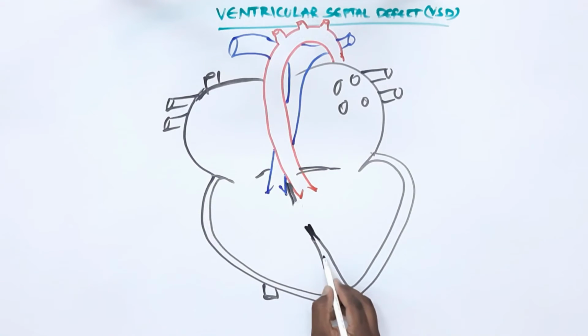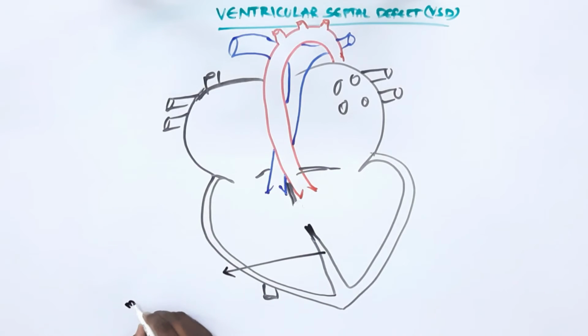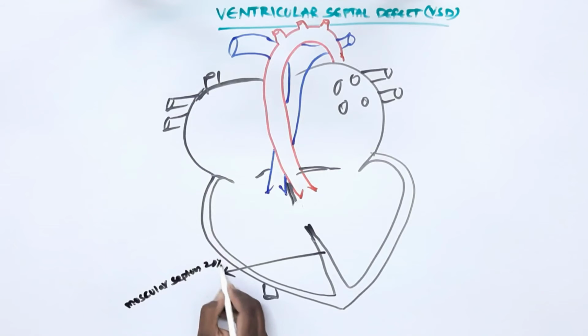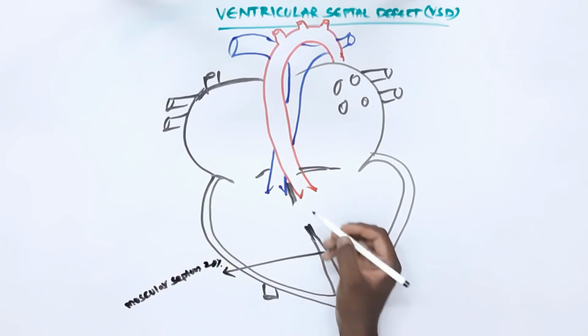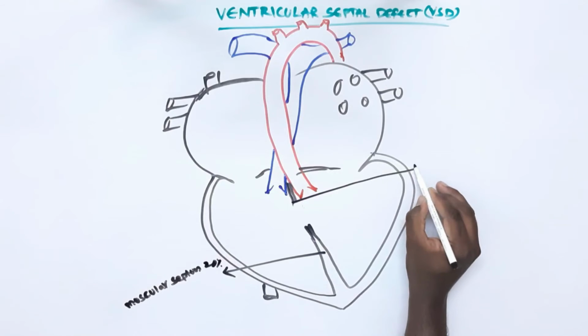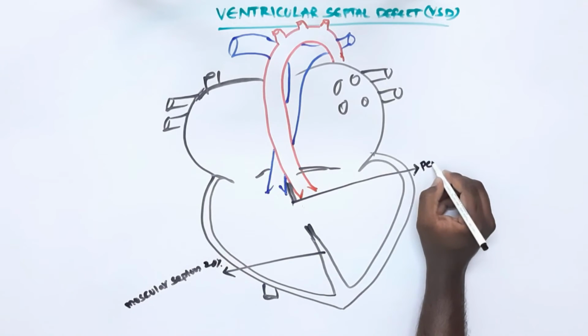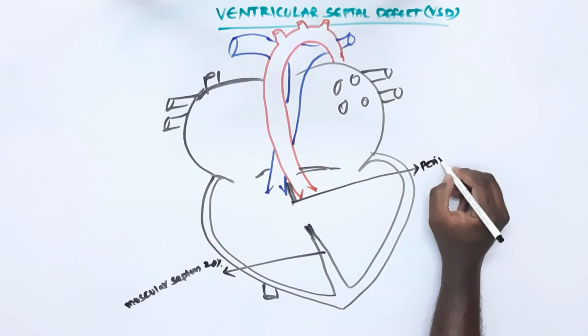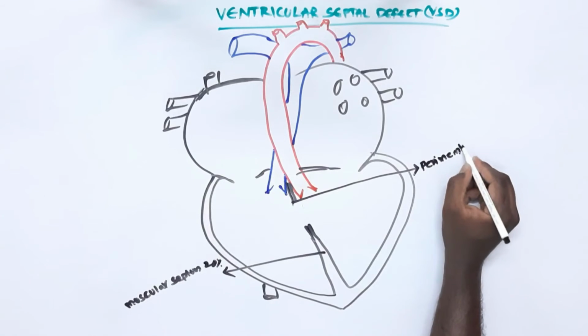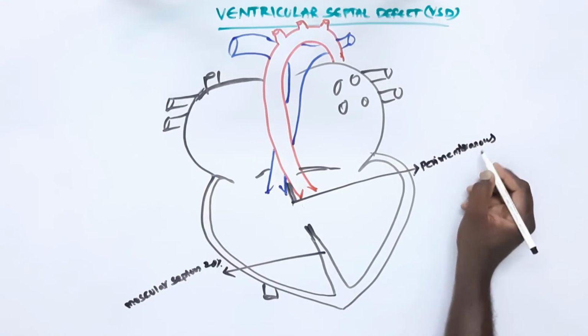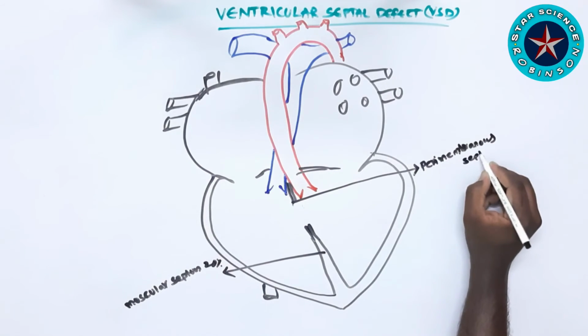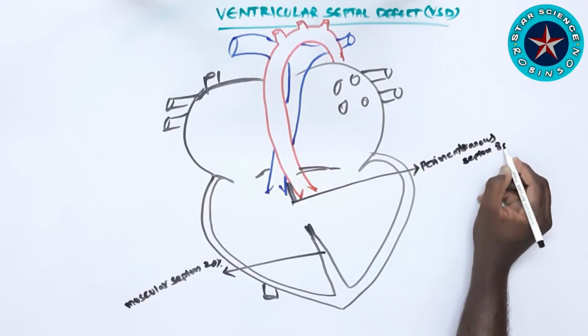Because there is an opening in the ventricular septum, the blood enters from the left ventricle to the right ventricle. This is called ventricular septal defect. A normal heart doesn't have this opening, but here it has a ventricular septal defect. Where I'm showing right now is the muscular septum; around 20% of children suffer from this. And what I'm showing now is called perimembranous ventricular septal defect. Around 80% of children affected by ventricular septal defect have this.